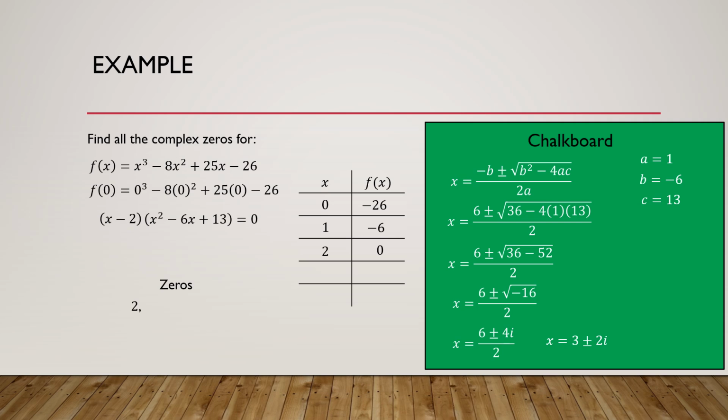Our final factorization of the polynomial is then x minus 2 times x minus 3 plus 2i times x minus 3 minus 2i. The two additional zeros are then 3 plus 2i and 3 minus 2i. Note, these are a conjugate pair as predicted previously. The question only asks for the three complex zeros of the function, so our work is complete. With the points given, graphing this function would be very difficult without graphing technology.